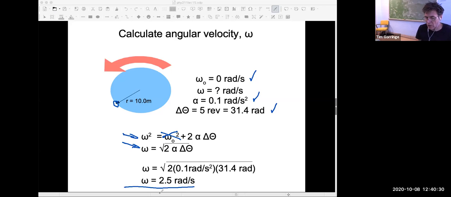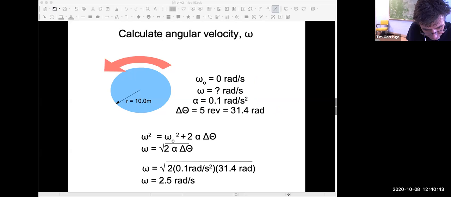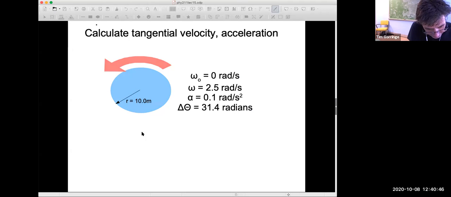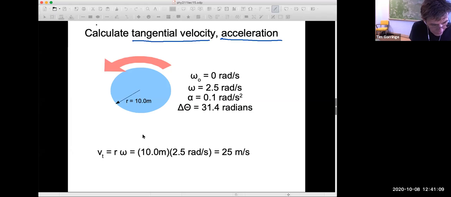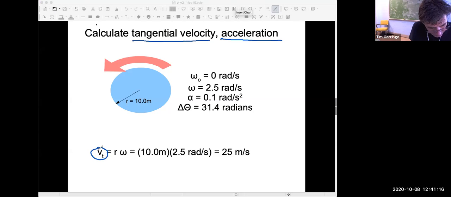And that's what I need to go on and calculate the tangential velocity of James. So let's do that on the next slide. Let me clear all this. And here we are on the next slide. I'm going to work out now those two quantities that we were asked for: tangential velocity and tangential acceleration. And let's go ahead and do that. So firstly, tangential velocity. That's this little guy here.